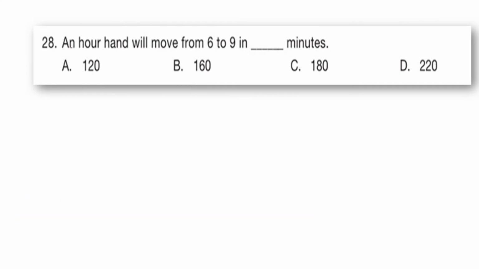Next question. An hour hand will move from 6 to 9 in dash minutes. Is it option A 120 minutes? Is it option B 160 minutes? Is it option C 180 minutes or D 220 minutes? Your time starts now.